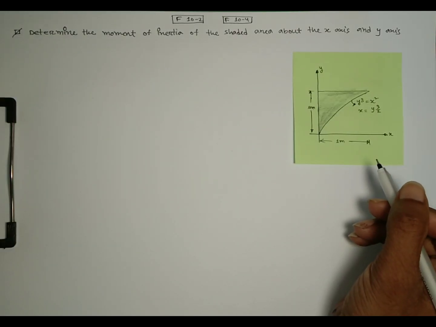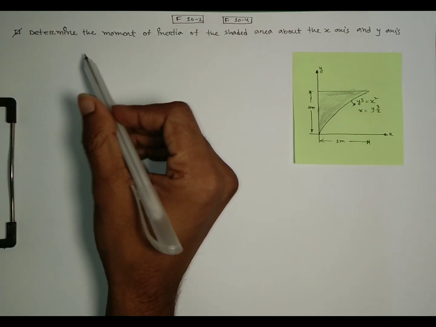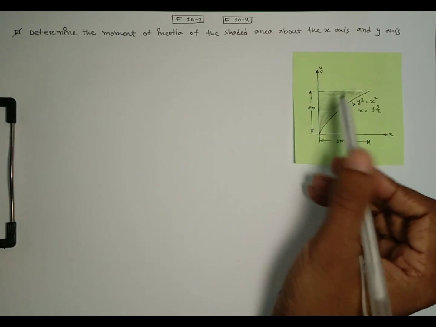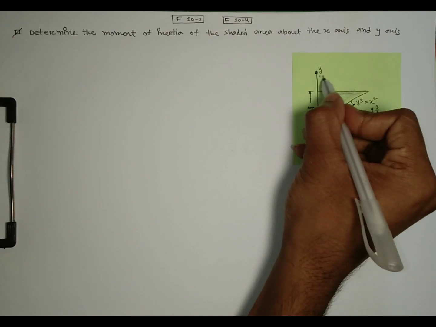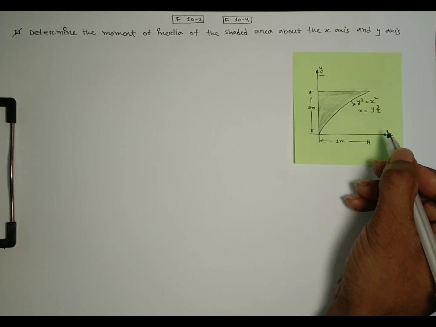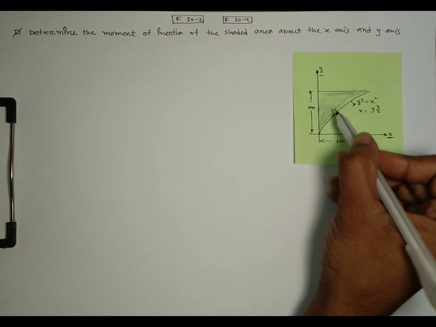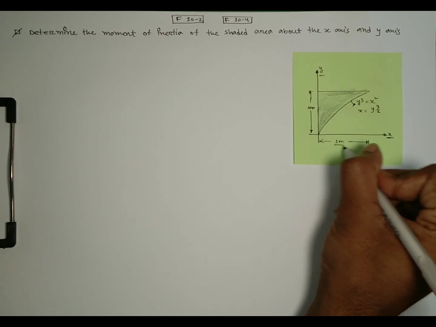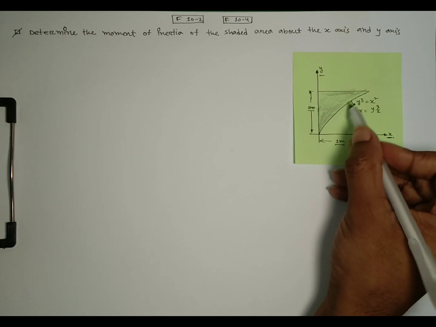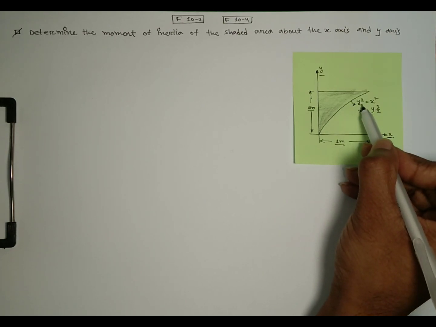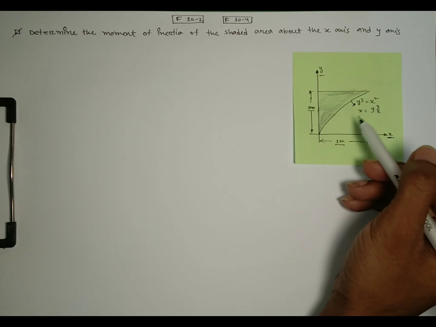Hi everyone, today we are going to determine the moment of inertia of this shaded area about the x-axis and y-axis. As you can see in this figure, the horizontal distance is 1 meter and the vertical distance is also 1 meter, and the equation of this curve is y cubed equals x squared.